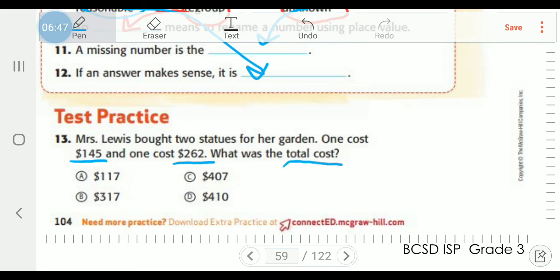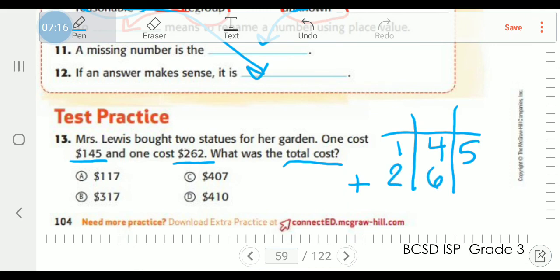So you have one statue that costs some, and then another statue that costs some more. So what are you going to do to solve this problem? You're going to add, exactly. Make sure you line everything up. 145 plus 262. Do your math and mark the right answer.